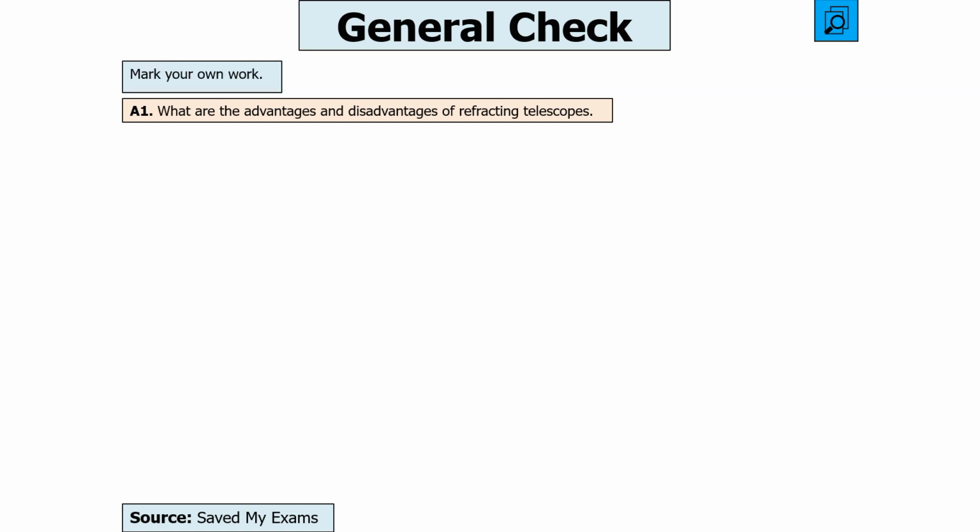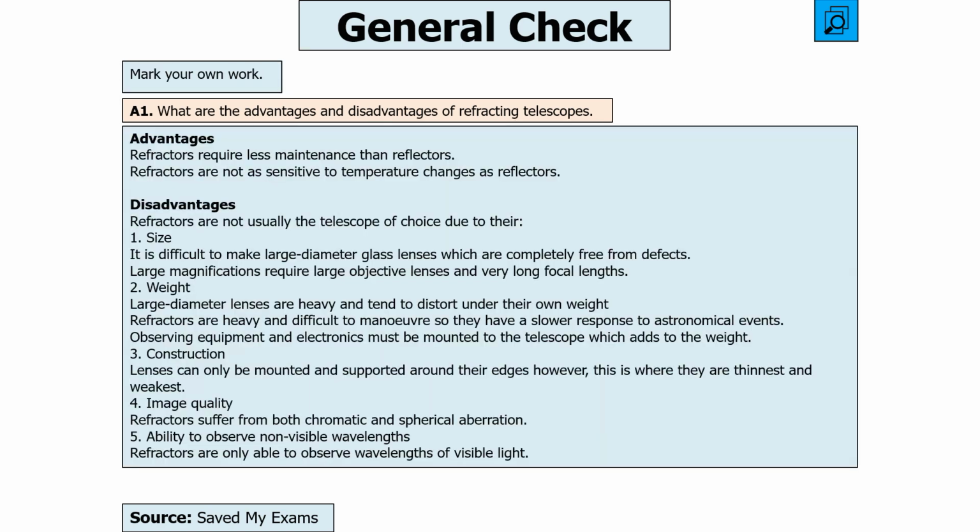Right, in this one, the advantages are that refractors require less maintenance than reflectors, and refractors are also not as sensitive to temperature changes as reflectors can be. But the disadvantages of a refractor tend to be 5 key issues. It's the size. Firstly, it's difficult to make large diameter glass lenses which are completely free from defects when you need them to refract. Now, a larger magnification requires larger objective lenses, so therefore very long focal lengths. Your telescopes are very, very long in construction.